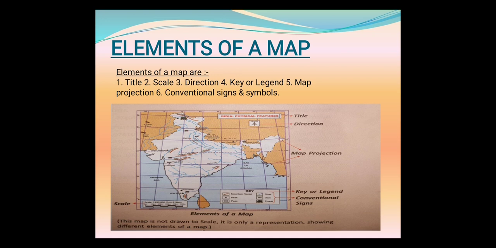The next element is map projection. It is used to show the curved surface of the earth on a flat map or a flat paper with the help of lines of latitude and longitude.